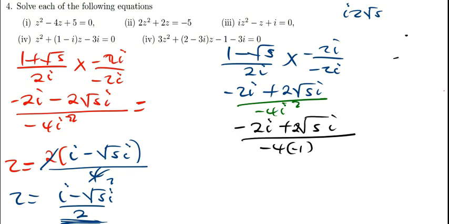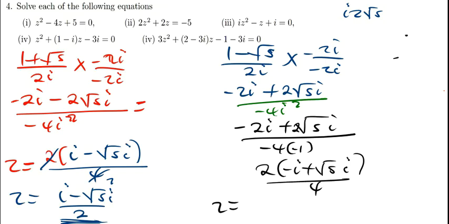I can factor out 2 on top. I will remain with this. I divide it by 4. So I can now cancel out 2 there, 2 there, 2. So another answer will be this. So this is the first part of z, and another answer is this. So that is it for part 3.